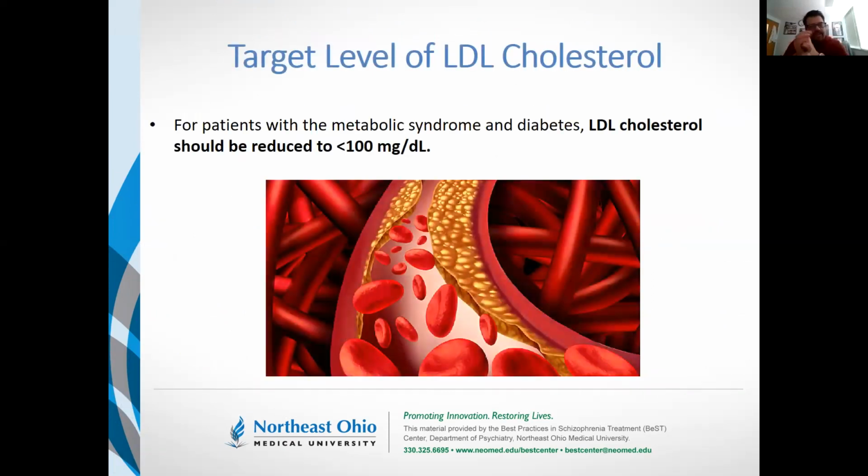So, target level of LDL cholesterol, and remember this is our bad cholesterol. For patients with metabolic syndrome and diabetes, LDL should be reduced to less than 100 milligrams per deciliter. But this is becoming the standard, to keep it under 100.